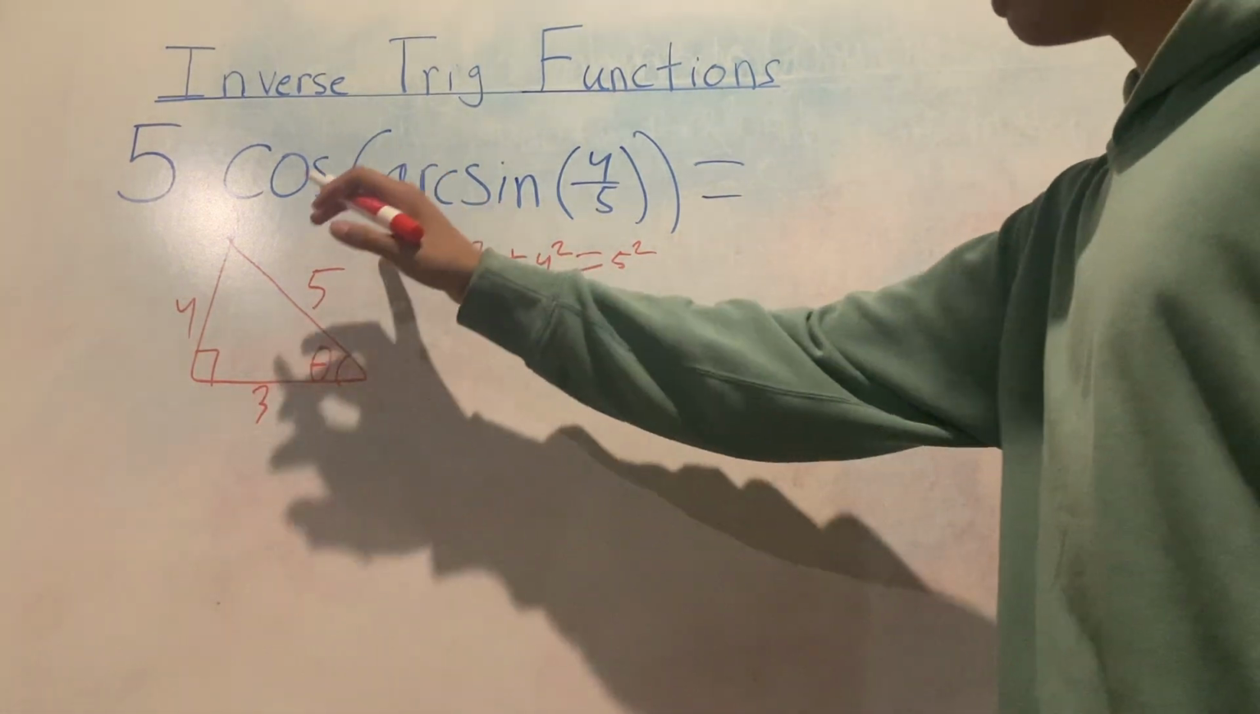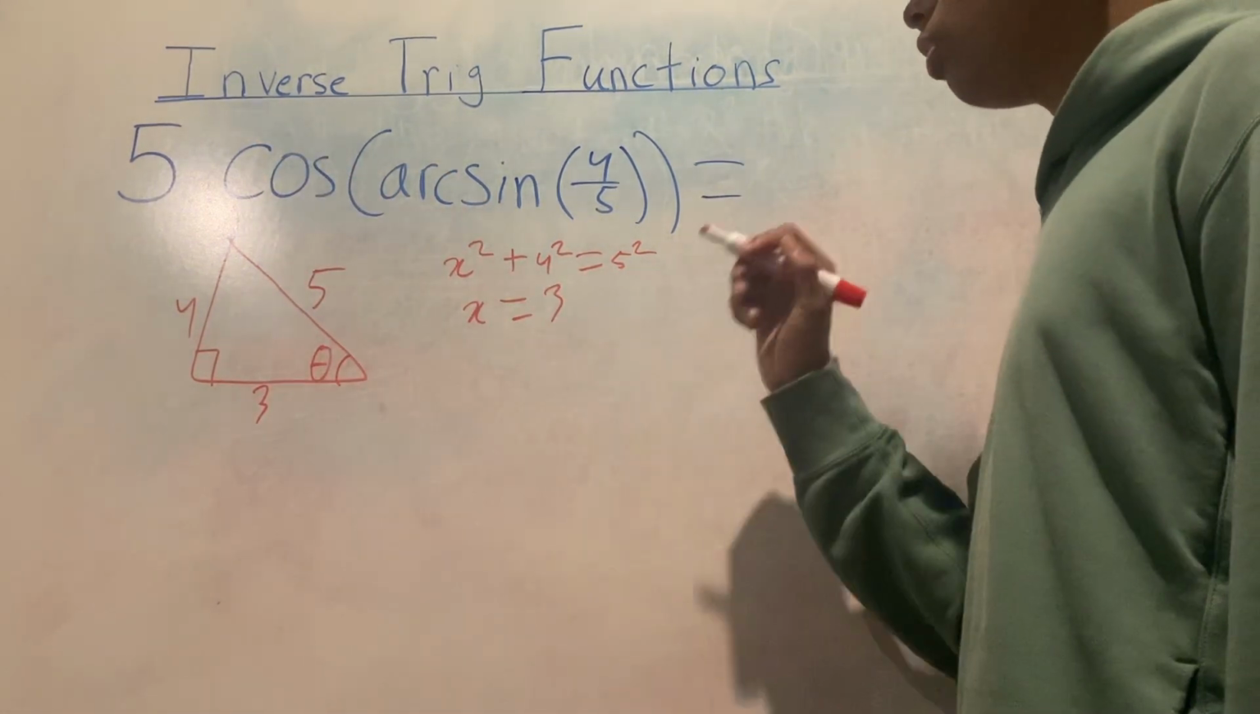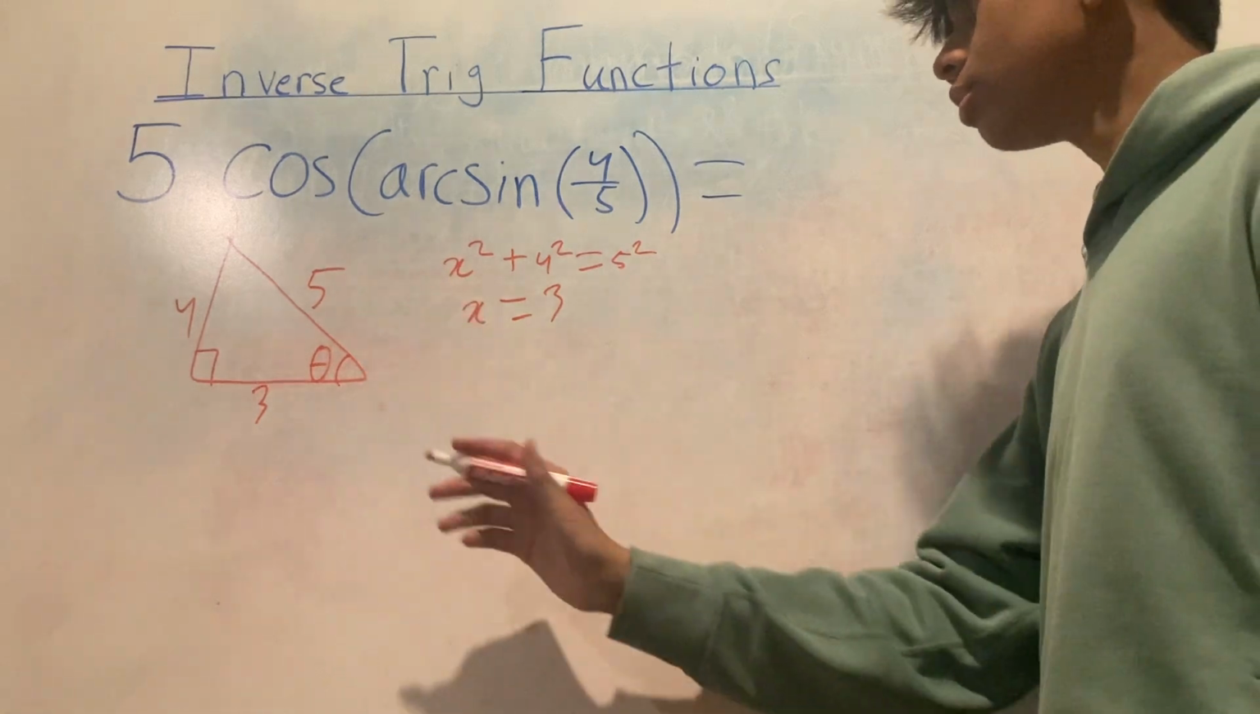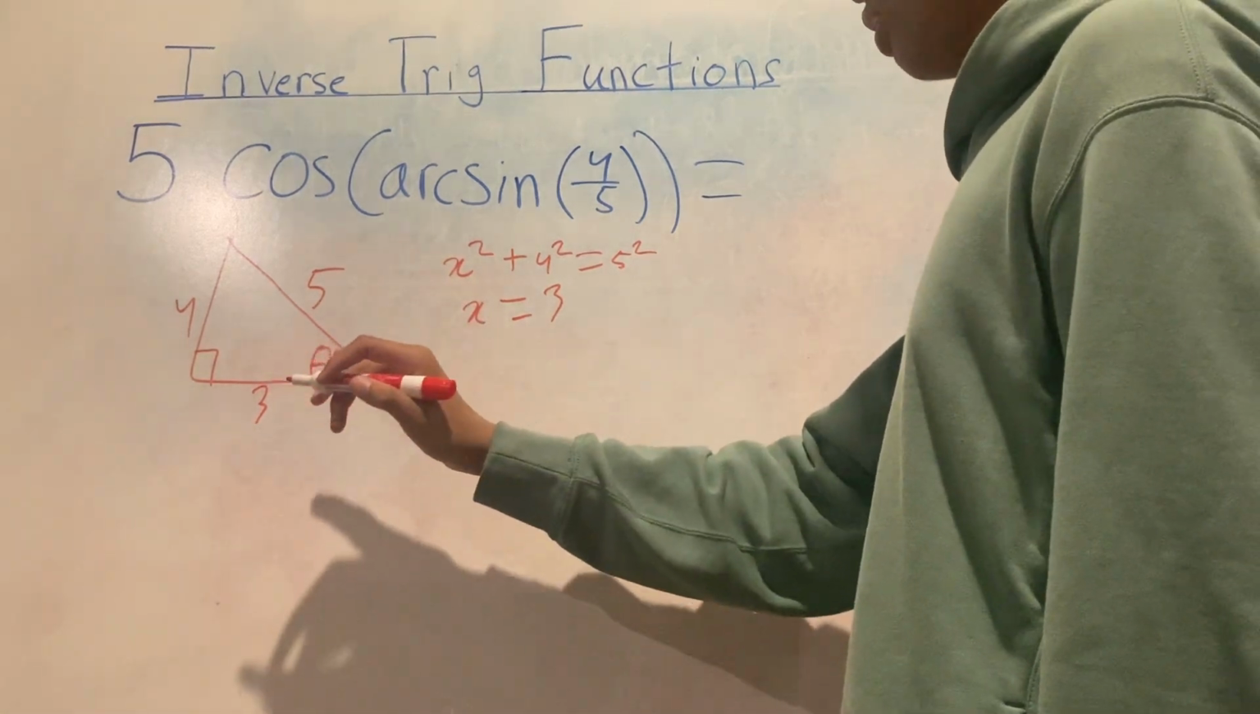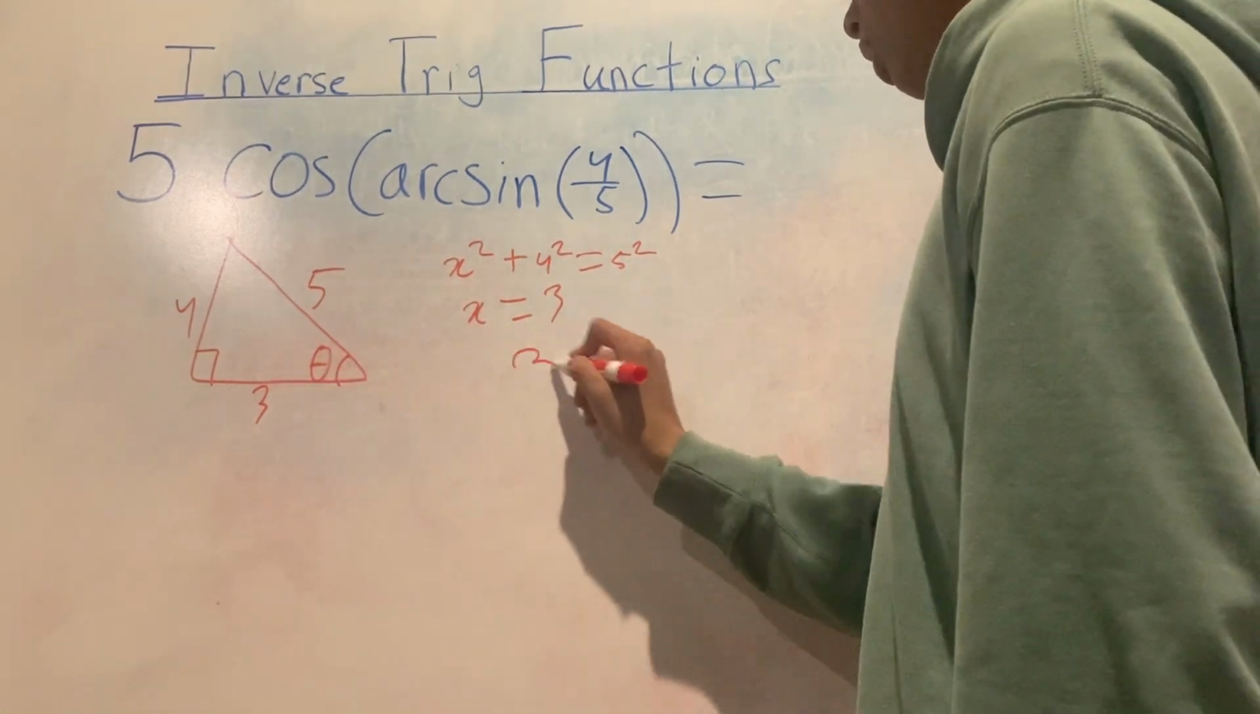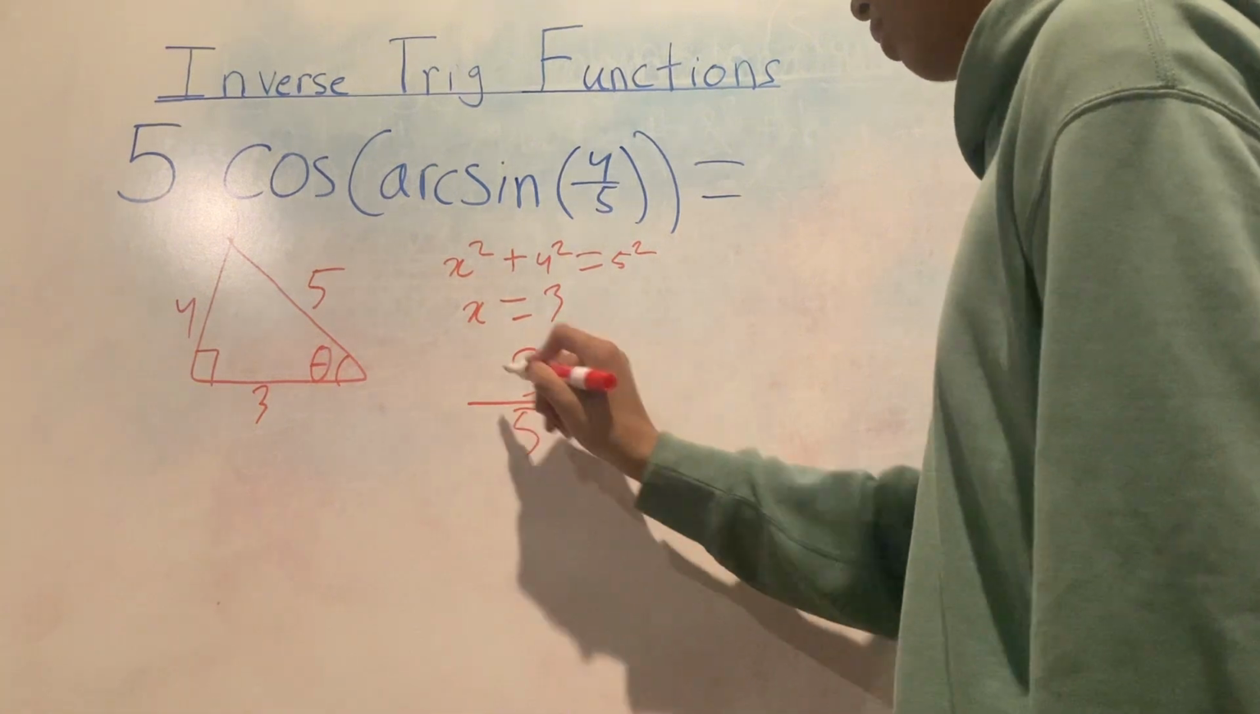And now this is inside the cosine function, and cosine is adjacent over hypotenuse. So we just take the cosine of theta, which is 3 over 5. And that's the answer.